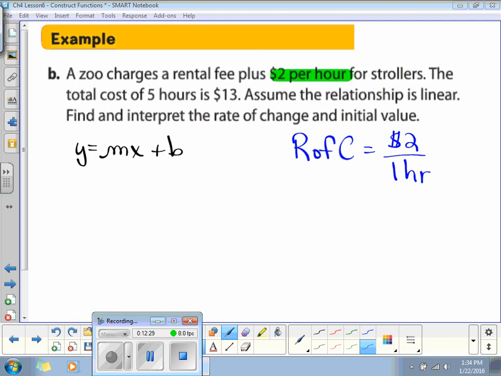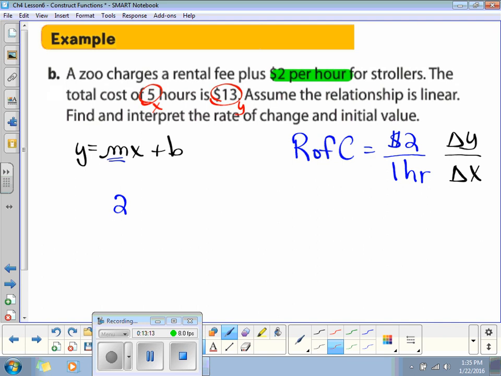So we can put that rate of change into our equation for slope. 2 goes right there. So here we have 5 hours is $13. Our rate of change is dollars per hour, right? So 5 represents the x. And of course, the $13 represents the y. Okay? So, if this is an x and this is a y, can I substitute in and solve for b? Yes. So, y is 13. X is 5.